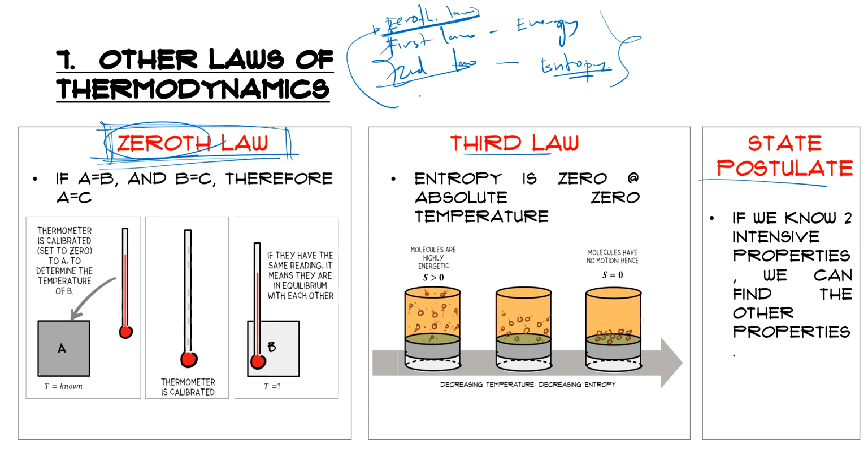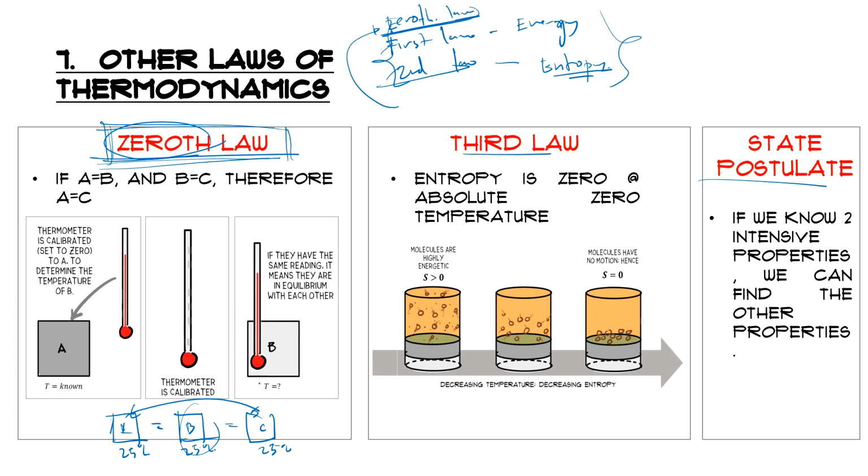The idea is this, with regard to temperature. Let's say we have three bodies, A, B, and C. If the temperature of A is, say, 25 degrees C, and A is equal to B, that means B is also 25 degrees C. If B is equal to C, that means C is also 25 degrees C. That means A is equal to C. So it's actually just logic.